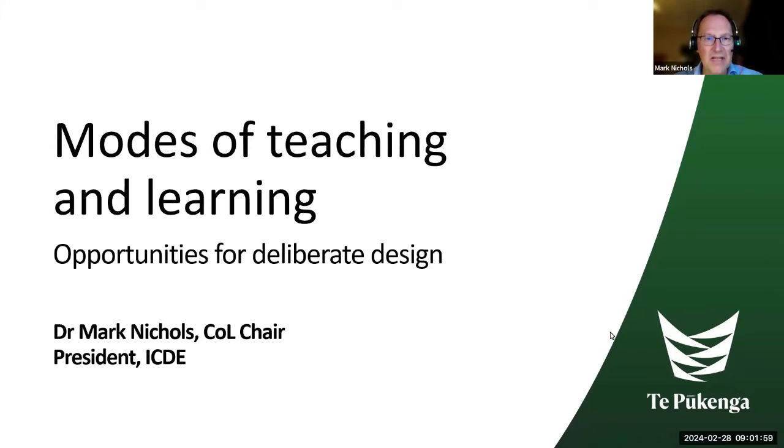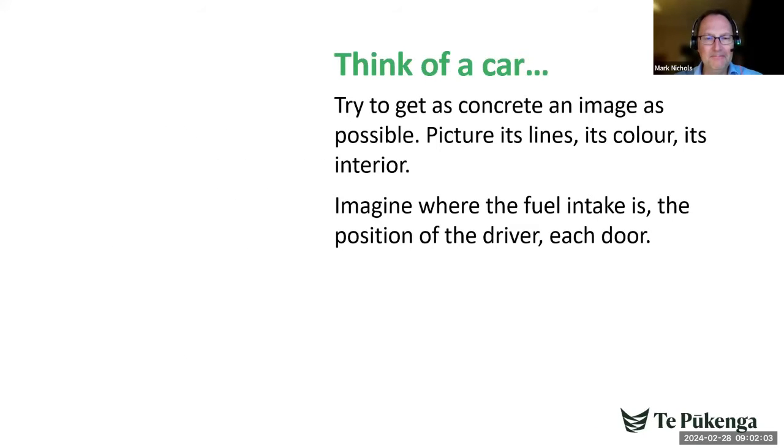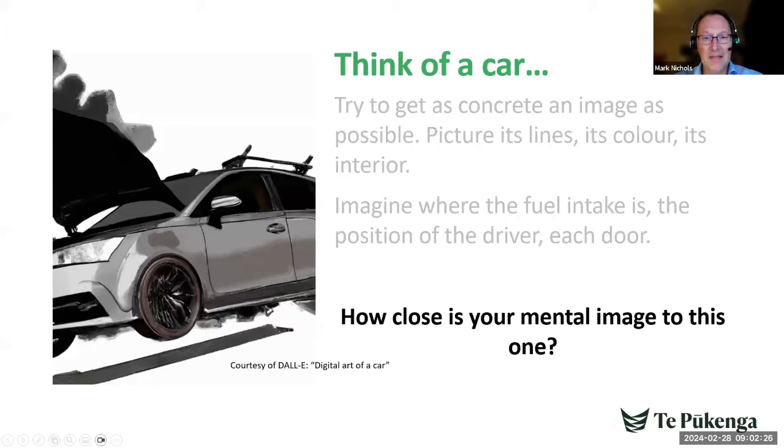So by way of illustrating that, I'd like to start by having you think of a car. So please take a moment now to develop a mental picture of a car, imagining its color, style, interior, where the driver sits. Try to get as much detail in mind as possible. So try and fix that image of a car in your mind. And then let me show you what a generic car looks like, DALL-E style. So according to AI, at the time I made the request, this is actually what a car looks like.